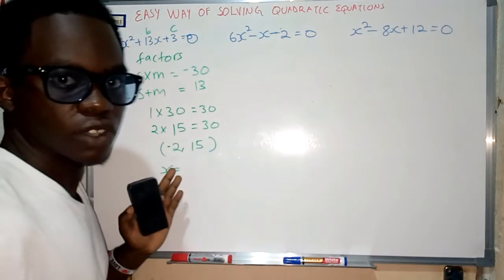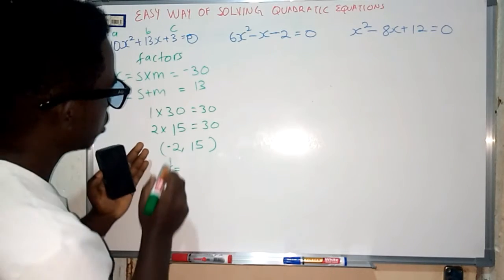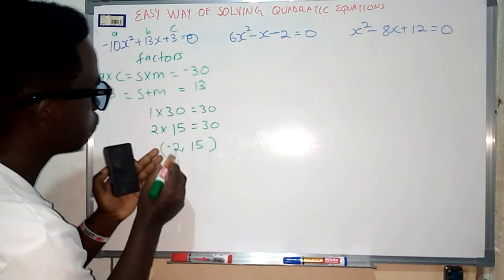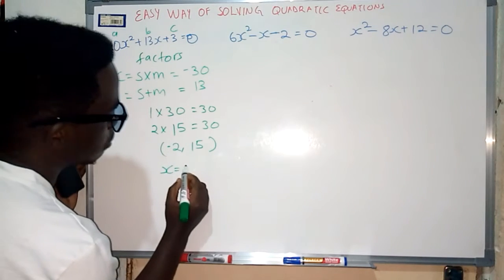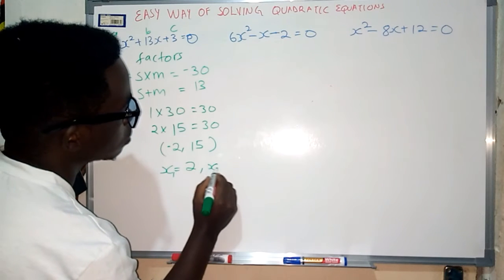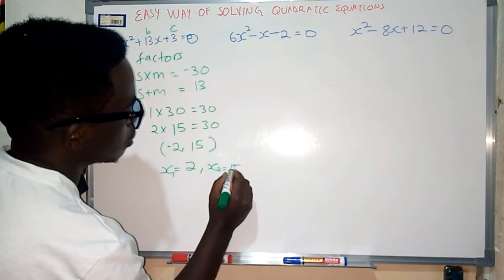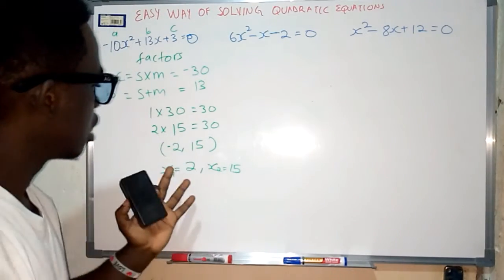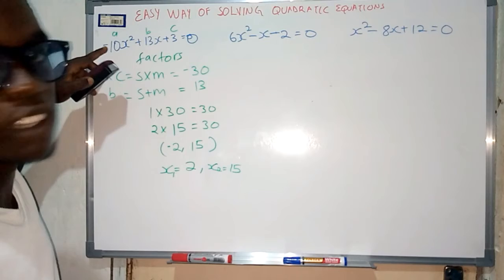For the values of x, what you do is very simple. You just change the signs of the factors you have gotten here. So if here you get negative 2, the value of x is 2. That is x1, and my x2 is negative 15. So these are not my final answers. To get the final answers, I divide these two by the coefficient of a.